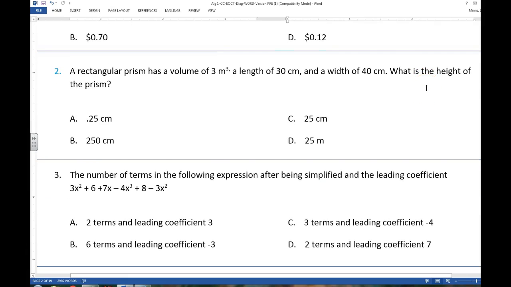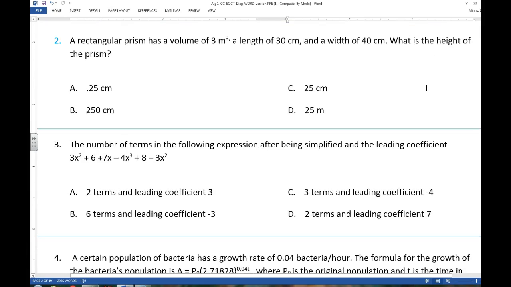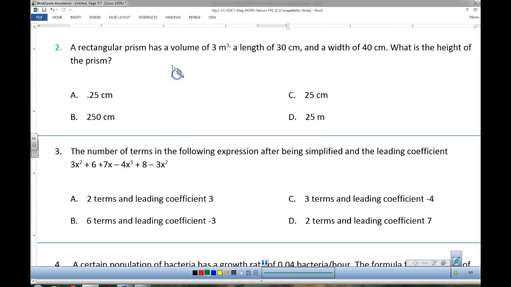A rectangular prism has a volume of 3 meters cubed. So a rectangular prism, we're talking about a rectangular solid here. So maybe like that, and like that, and we draw lines here. So this is a 3-dimensional rectangular solid. And it tells us that the length is 30, the width is 40, and we want to know how much the height is.